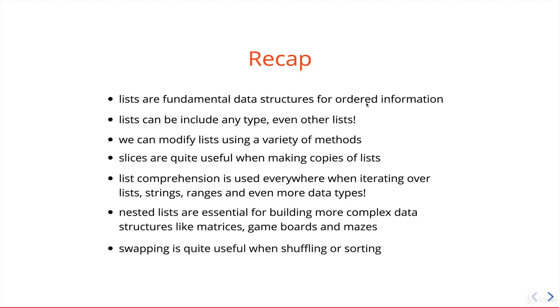And then finally, we talked about swapping. And swapping is just a nice, useful trick that you can use to just swap elements in a list. You use the comma to separate them, and then equals to assign new values. And it's something we'll use when we shuffle lists or sort them and write our own algorithms.